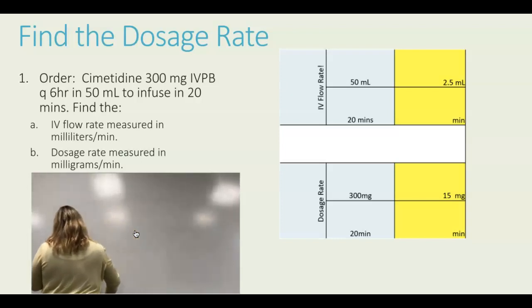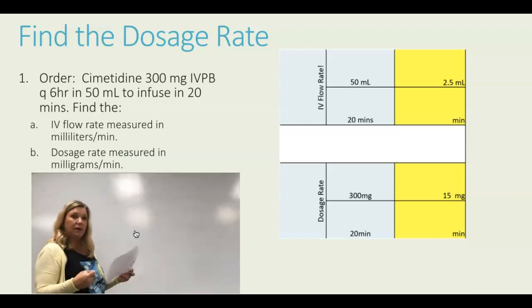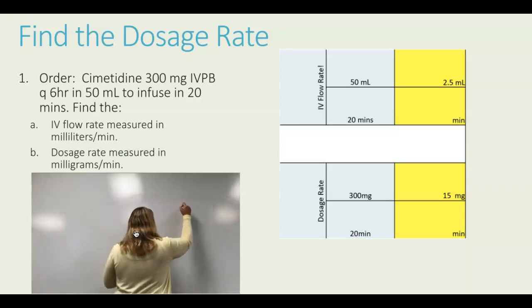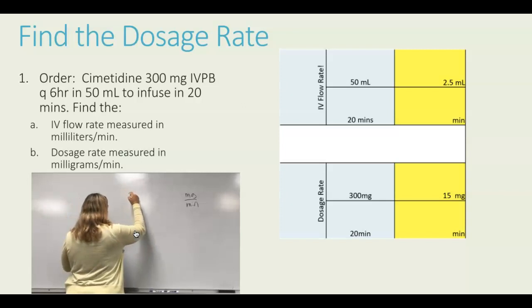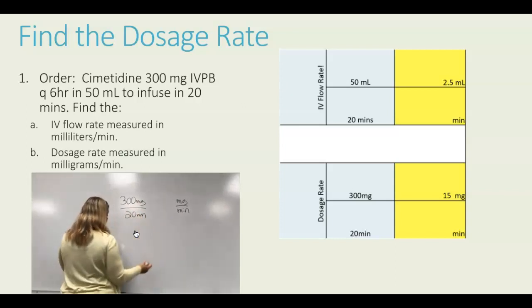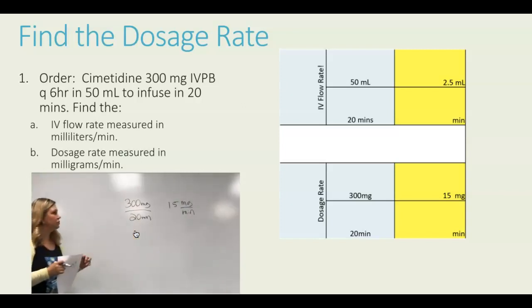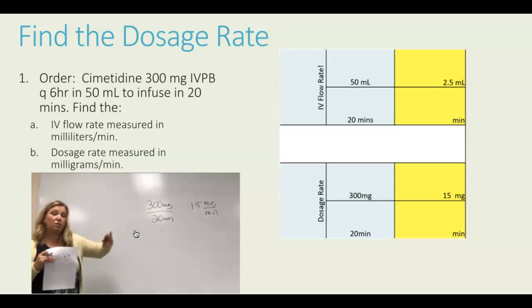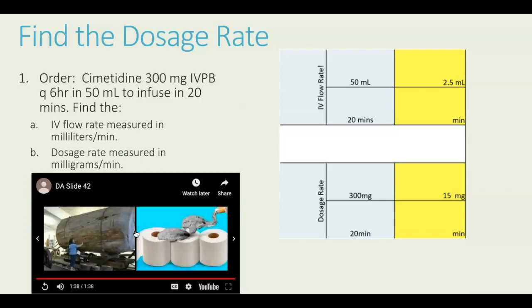Part B of that question says find the dosage rate measured in milligrams per minute. So now we're going to switch it up and see how many milligrams per minute this client is getting. So we have milligrams over minute. He's getting 300 milligrams, or she, whoever, in 20 minutes. That's our time, and you're just going to divide. 300 divided by 20 is going to be 15. Very basic, but you're going to use these principles later in some problems that are much longer. Okay, that's it on that one. I'm going to go ahead and move on to the next slide.